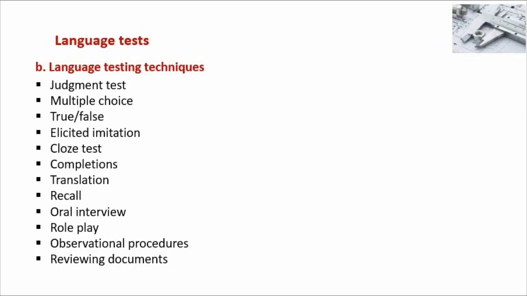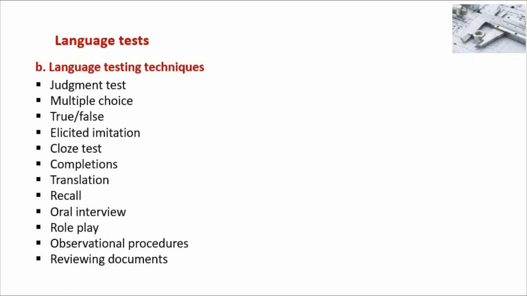The next technique is multiple choice. This technique requires the test taker to select a correct answer from a number of alternatives. You see that this is highly explicit. Usually this is based on a text or a stimulus that precedes the choices. It is used to test, for example, reading, listening, grammar, vocabulary, and writing.